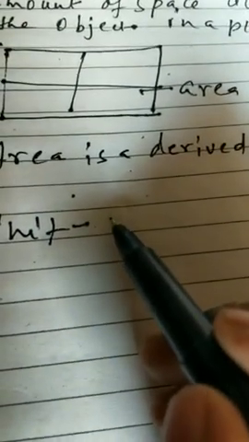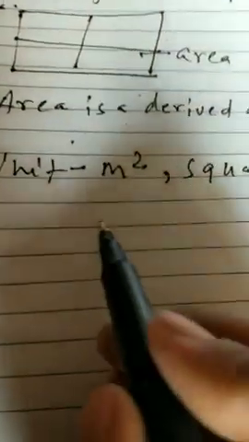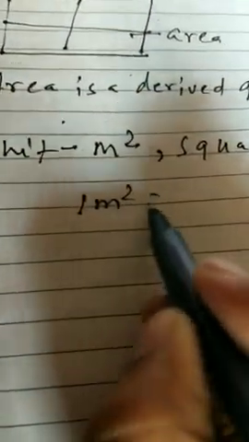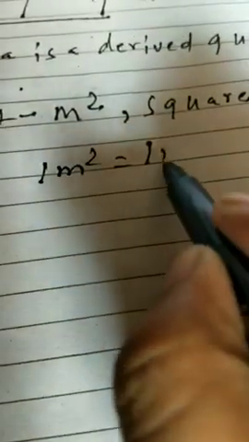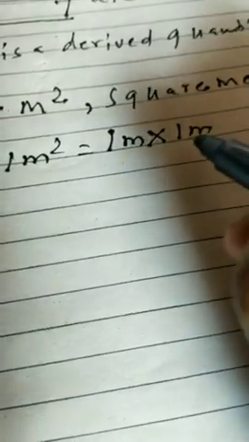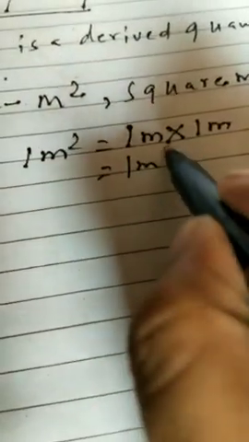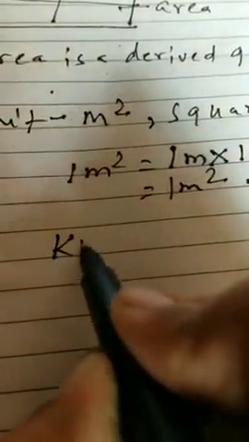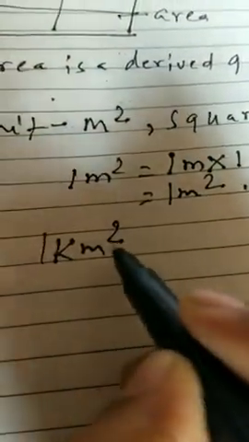So what is that? Meter square, or square meter. 1 meter square is equal to 1 meter multiplied by 1 meter. That makes 1 meter square. Understood? So the bigger unit will be the kilometer, 1 kilometer square.